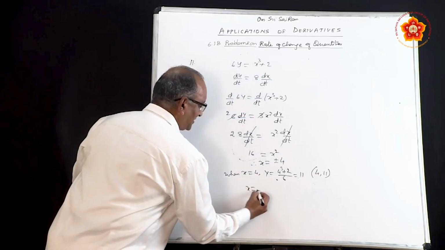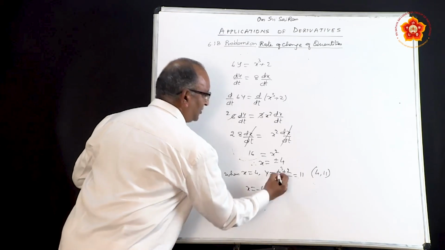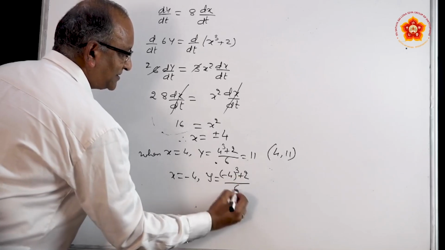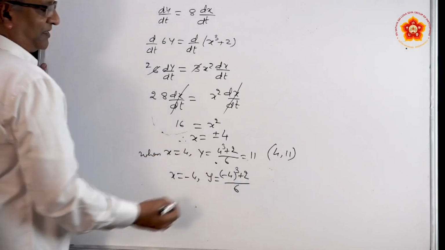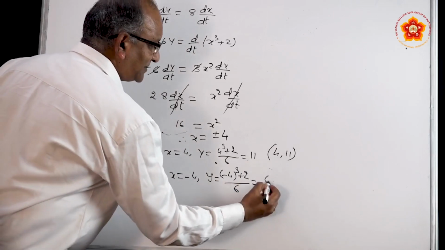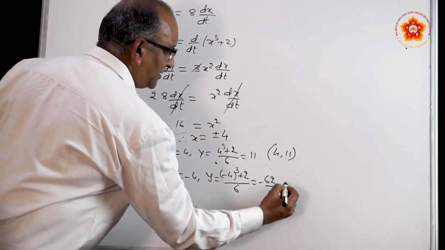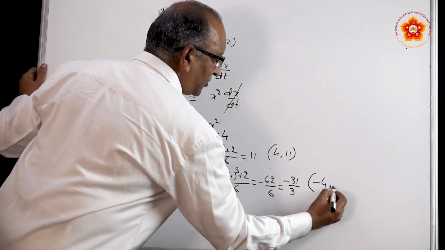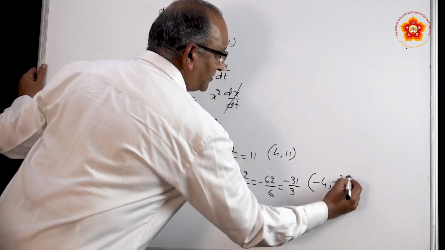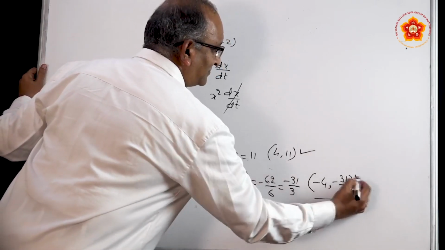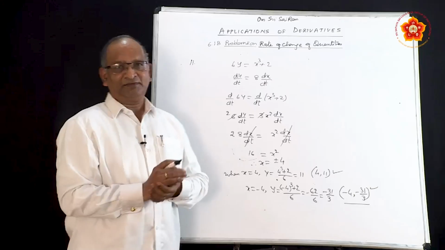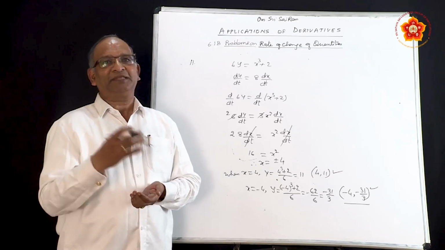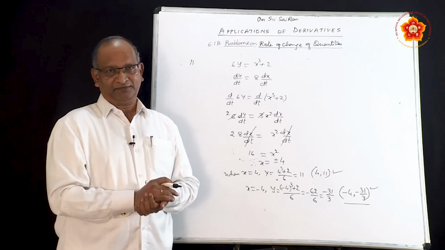Take x equal to minus 4, y is equal to minus 4 cube plus 2 by 6. Minus 64 plus 2 is minus 62, minus 62 by 6 can be written as minus 31 by 3. So, the second point is minus 4 comma minus 31 by 3. These are the 2 points where rate of change of y coordinate is going to be 8 times that of rate of change of x coordinate.